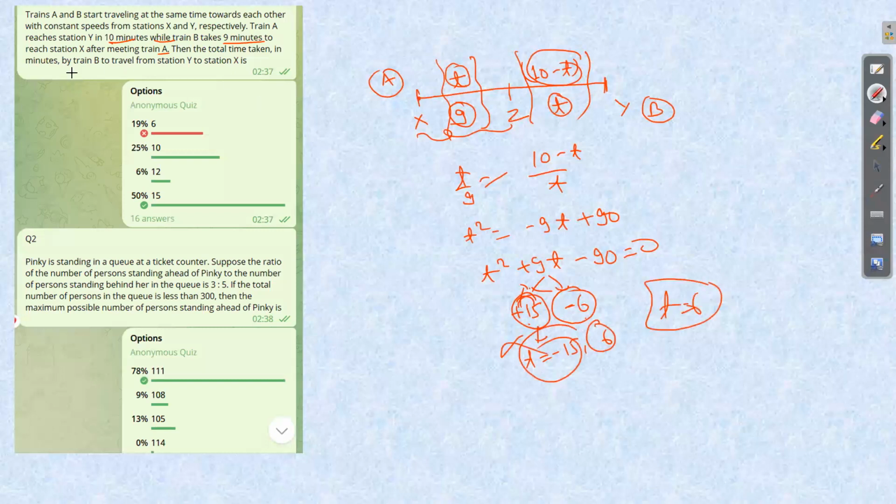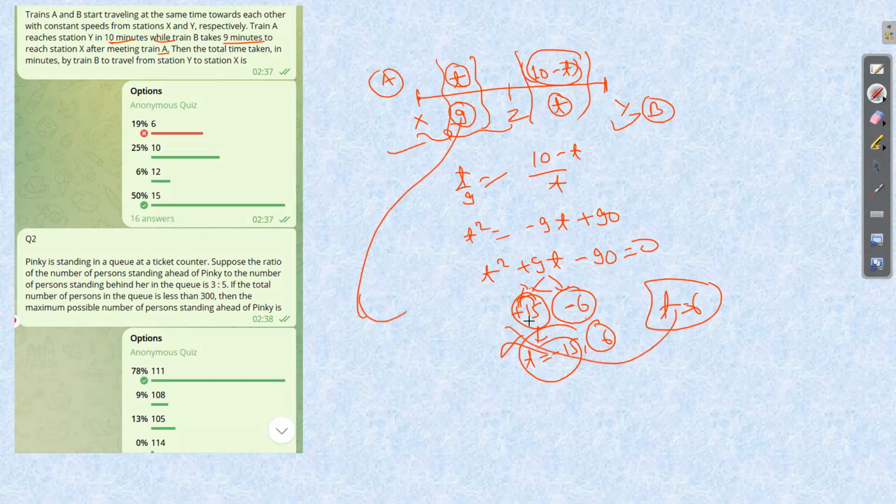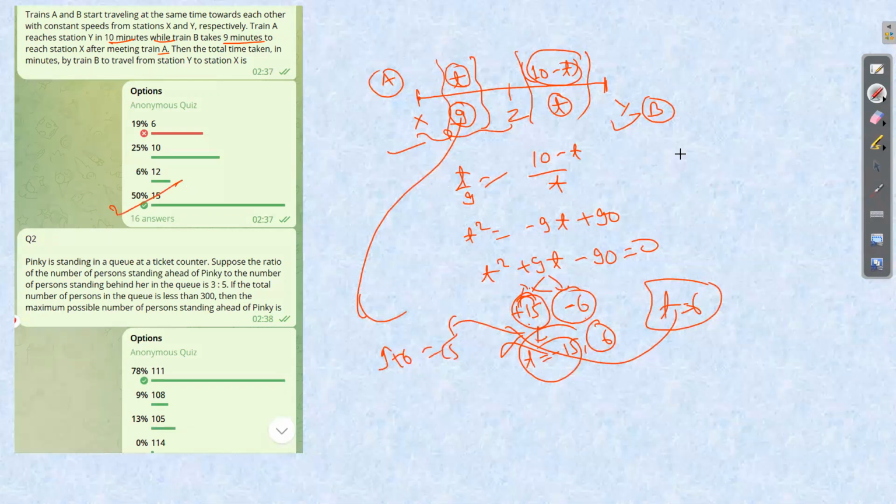Now the question is the total time taken by train B to travel from station Y to X. So from here, the total time is how much? This 9 and this 6. So 9 plus 6 equals 15 is the answer to this question.